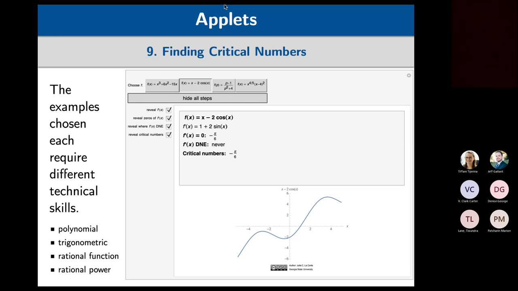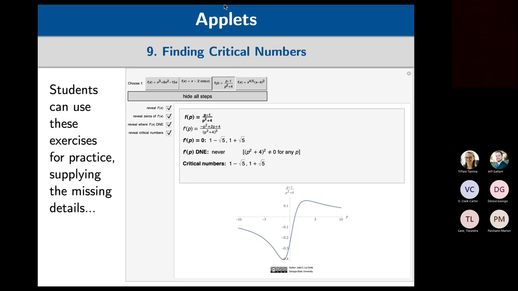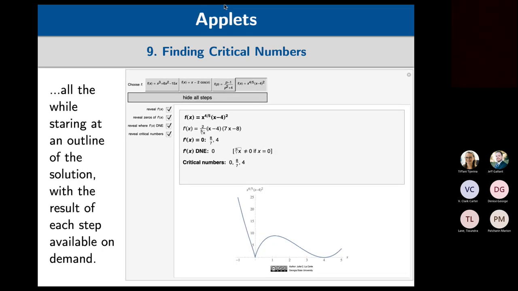We use this in class as an outline to keep track of where we are in the problem. Students can use this on their own to practice these problems, see if they can do the calculations to each step on their own. Students report that this does help them keep in mind the general strategy for finding critical numbers.